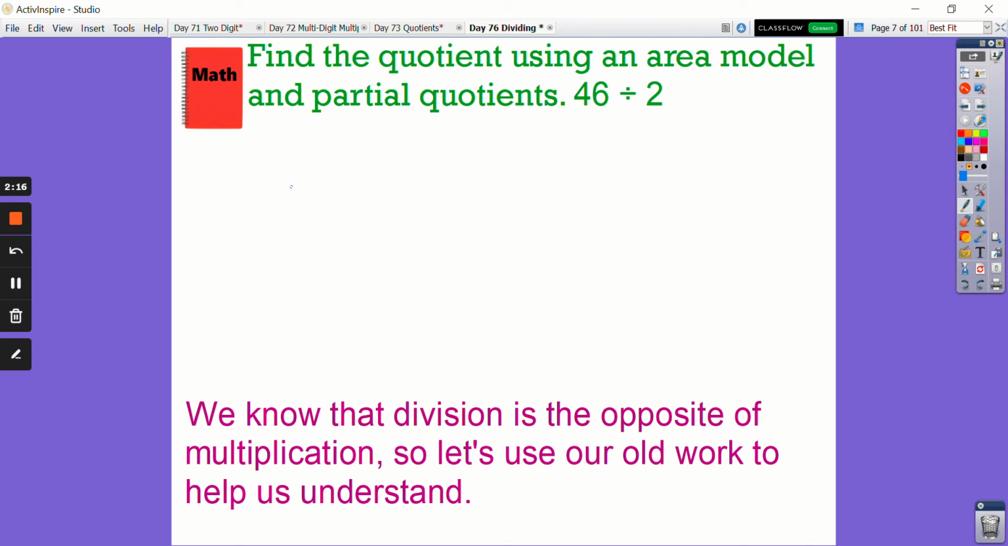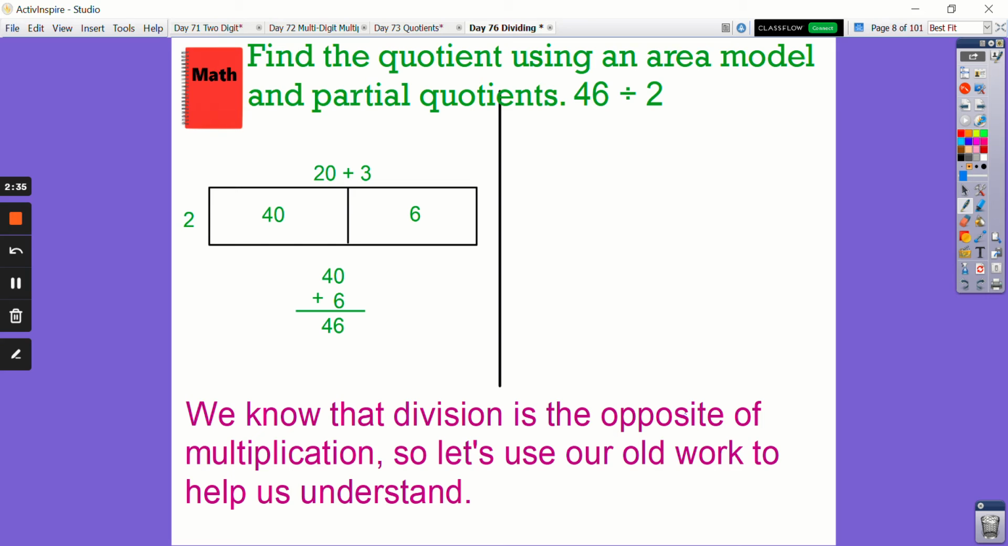So here we are. We're going to set this up first. We know that division is the opposite of multiplication. So we're going to use our old knowledge or old work of an area model to help us do a backwards one. So this is the area model that we just set up. So go ahead and add that into your math notes. We just set that up, we know. But we could also work backwards. This was a multiplication of 2 times 23.